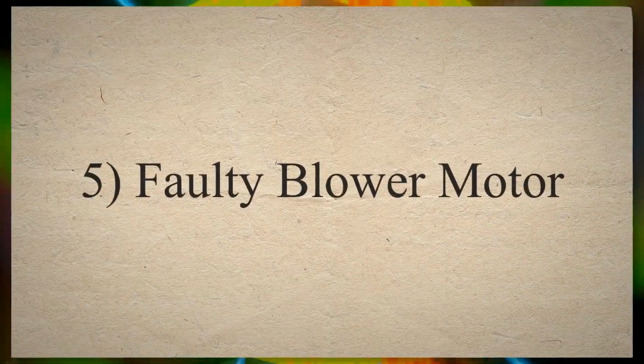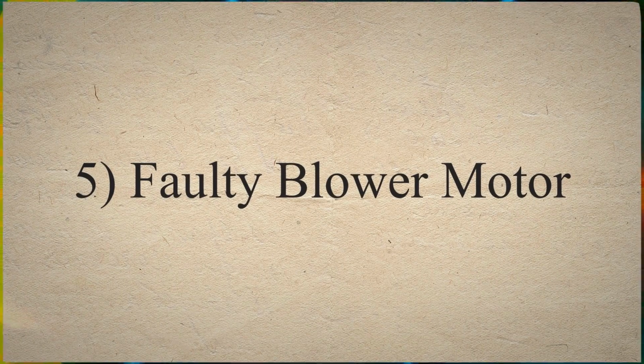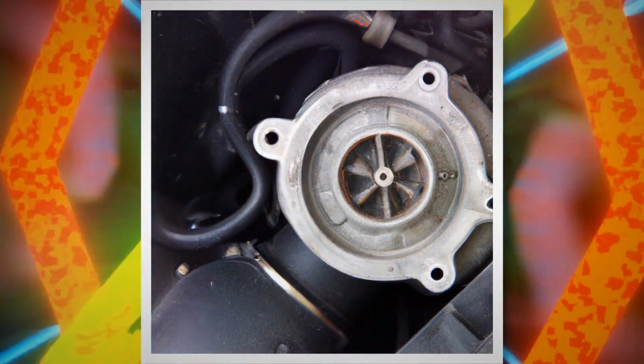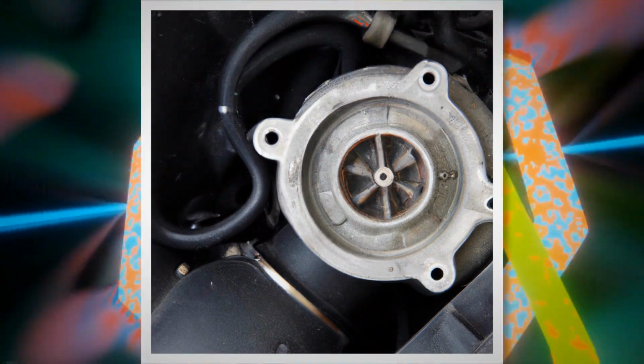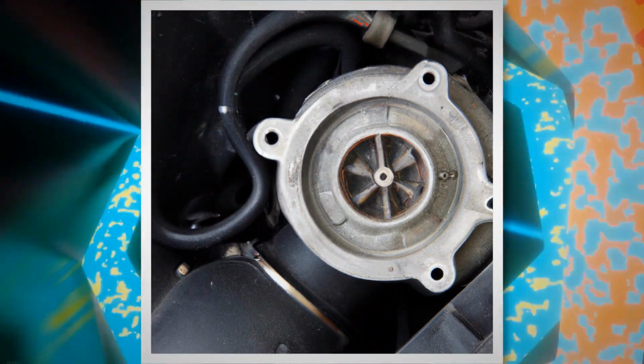5. Faulty blower motor. The blower motor is responsible for circulating the cooled air into the cabin. If the blower motor fails or is malfunctioning, it can result in a lack of airflow, even if the air conditioning system itself is working.